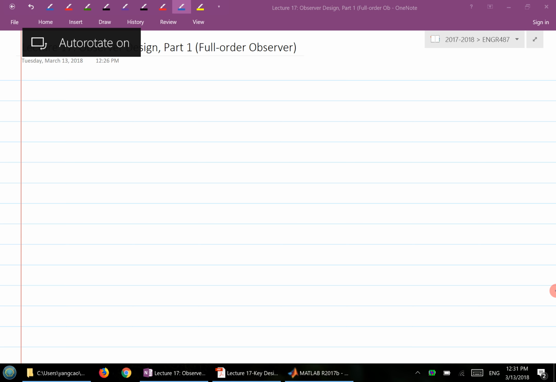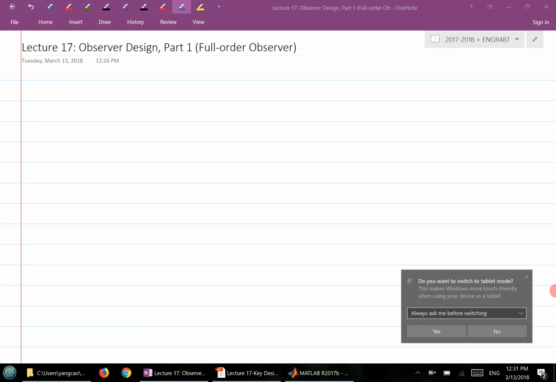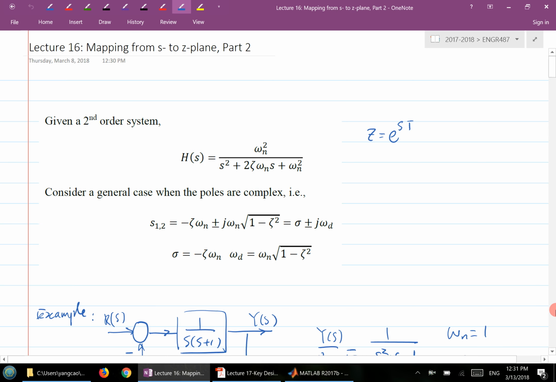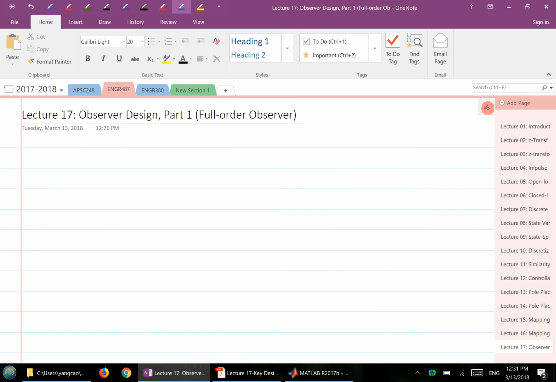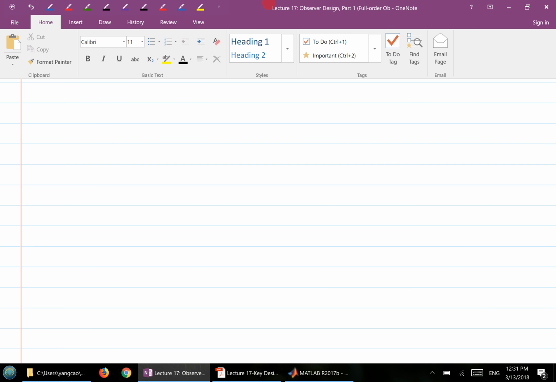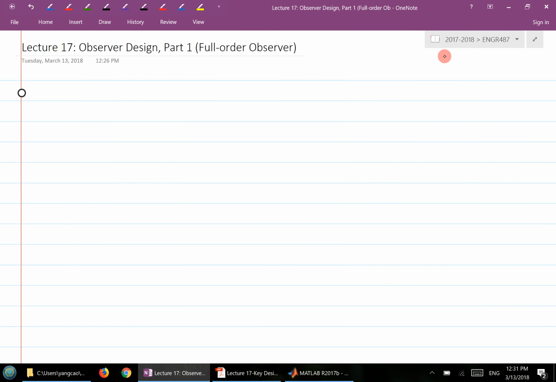Okay, so we'll talk about a new topic today, which is the observer. Let's look at the idea of an observer first, and then we'll specifically look at two different types of observers. One is called the full order observer, and the other is called the reduced order observer. All right, so let's start from our original discrete state space model.